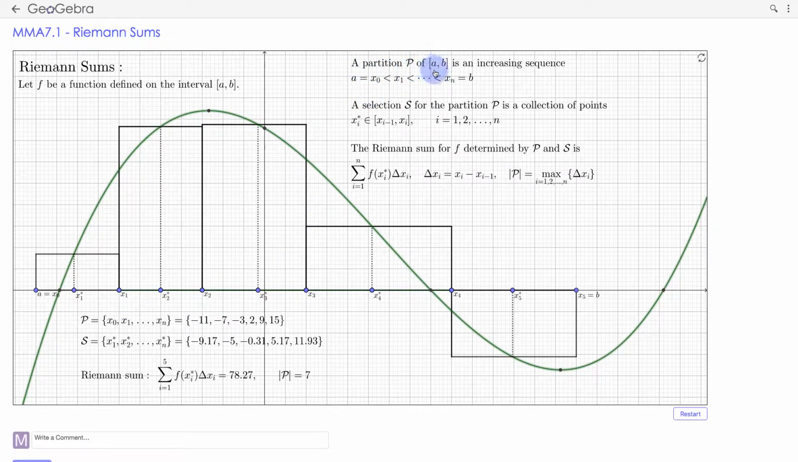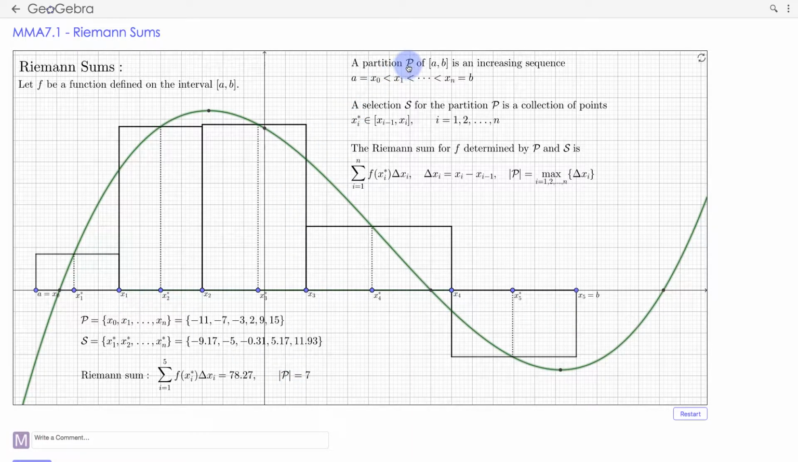So a partition P of this interval from a to b is an increasing sequence. So a is x0, then we have an x1 which is bigger than x0, and so on up to xn, which is equal to b. So basically we have a finite number of points where the smallest of these numbers is a and the largest of the numbers is b, and all the others lie strictly in between.